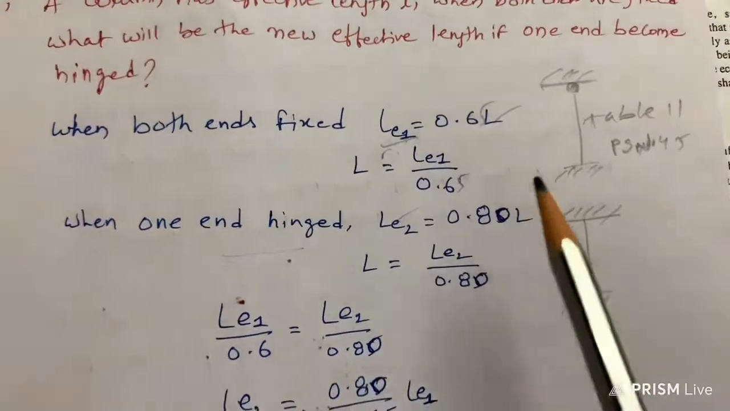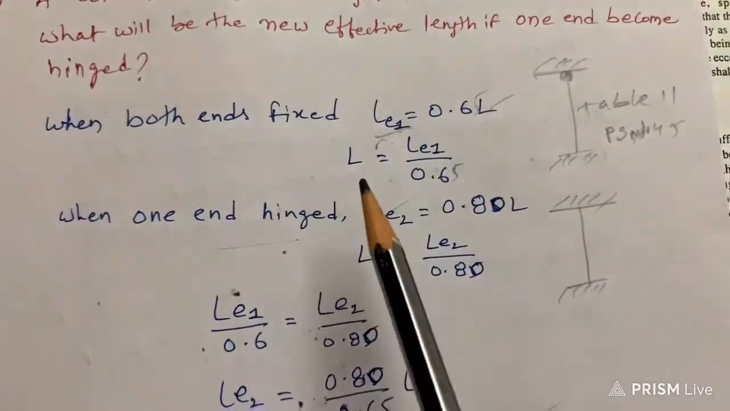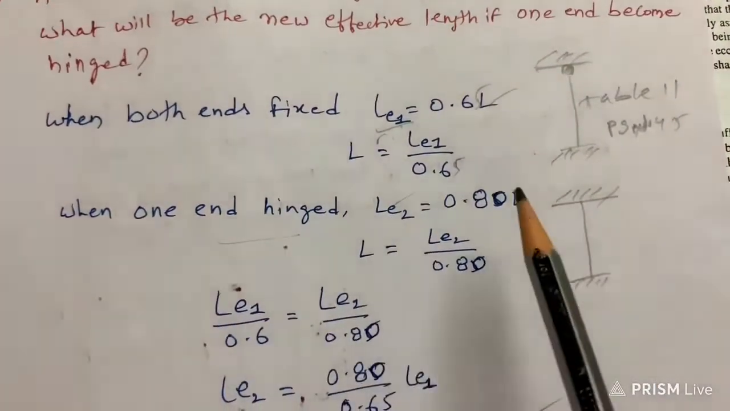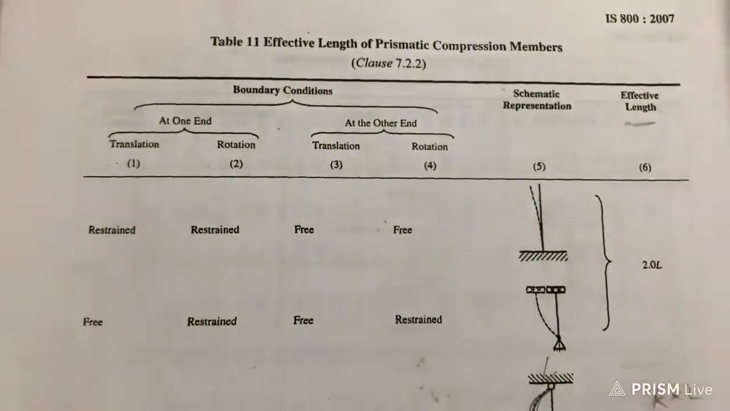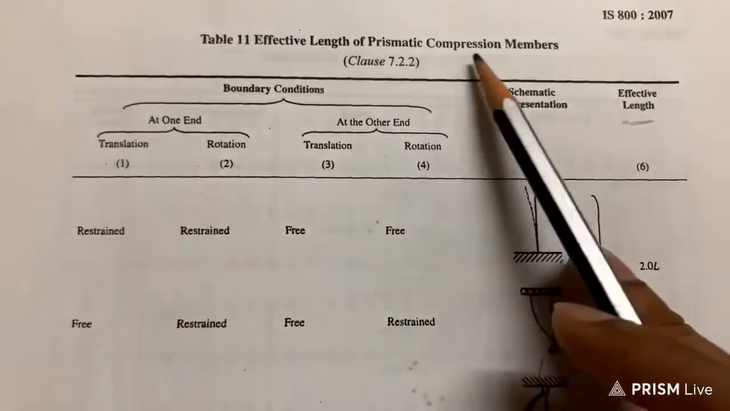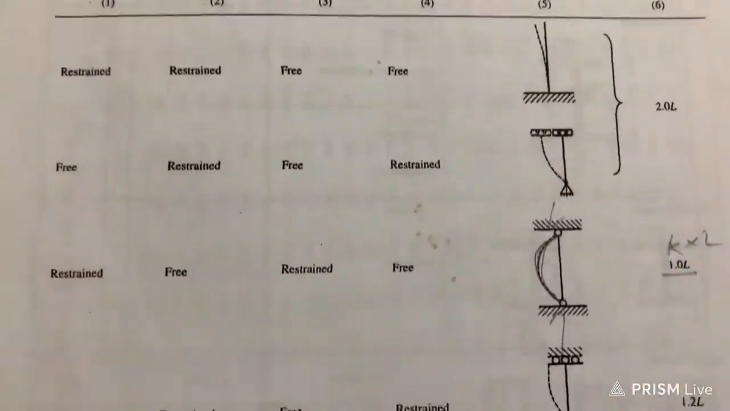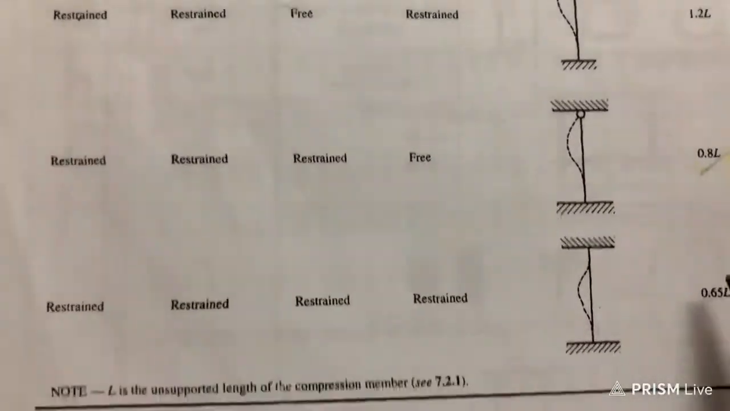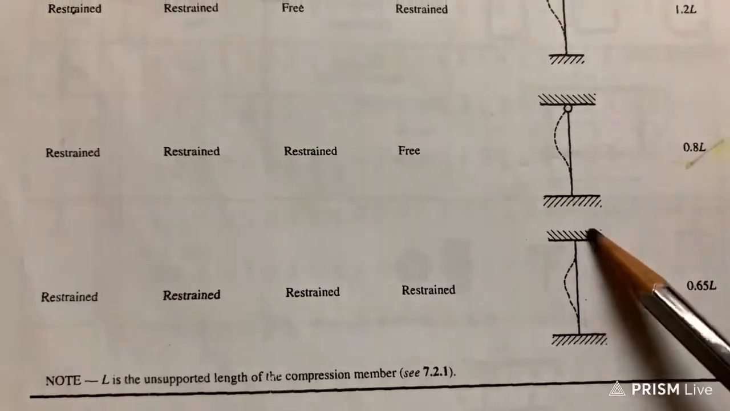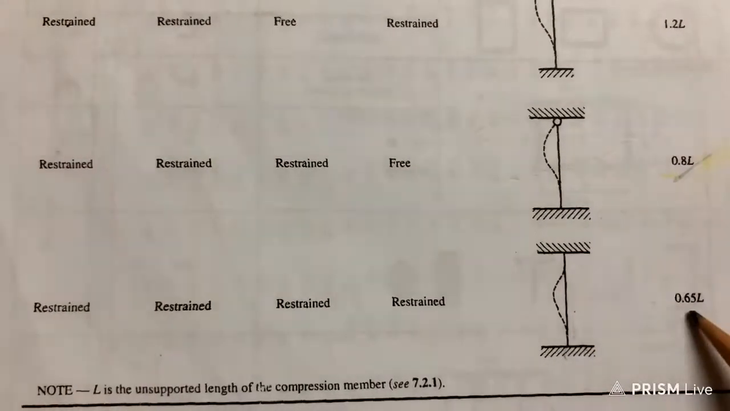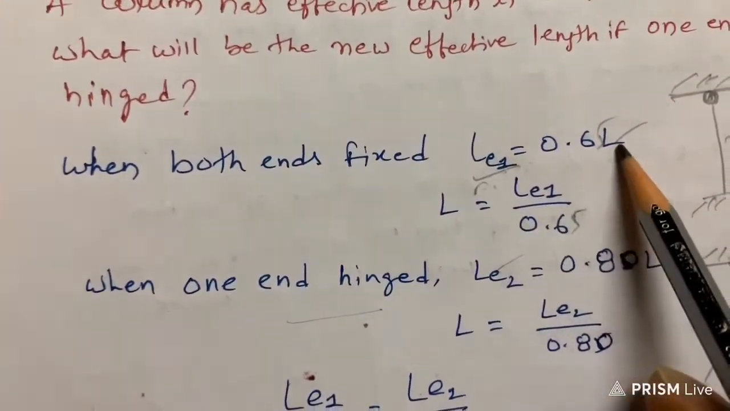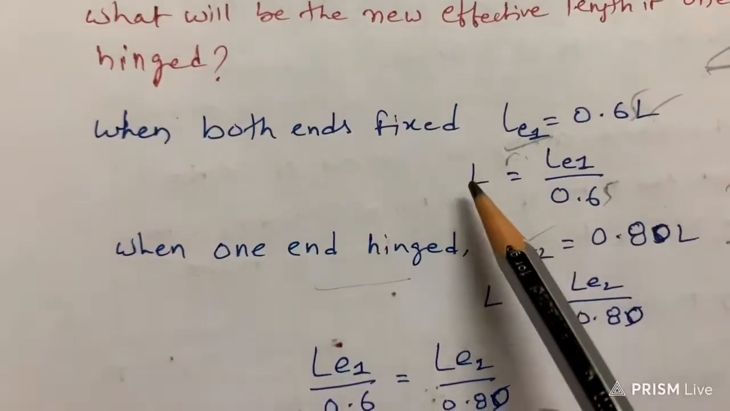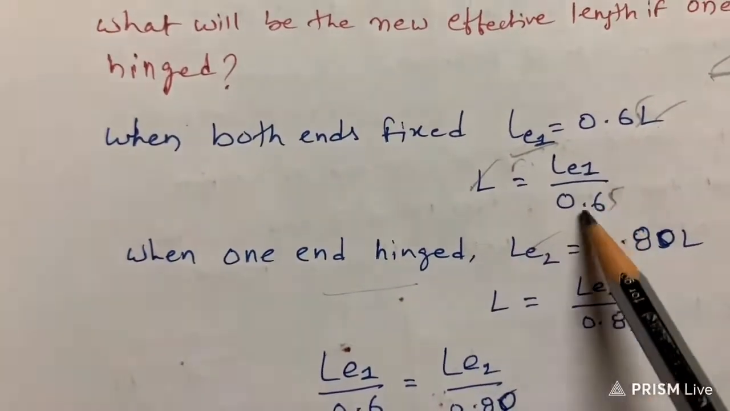We need to know the condition. In Table number 11, page number of IS 800:2007, the code specifies effective length values, the effective length of prismatic compression members. The first case is both ends hinged. This is both ends fixed. For fixed, the effective length is 0.65 into L. I wrote the effective length value as LE1, 0.65 into L. From this equation, I wrote the L value, LE1 by 0.65.